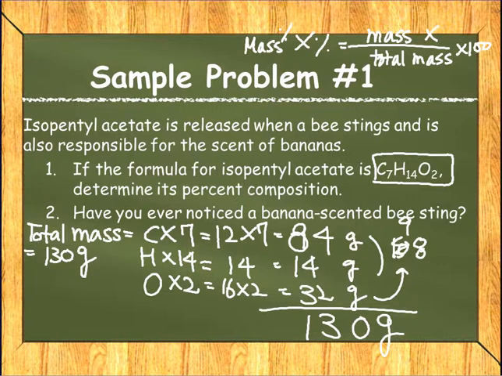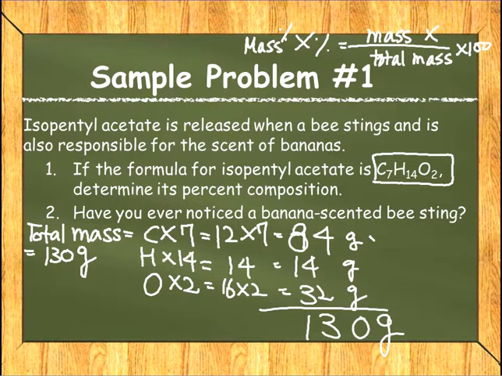Now, when they're asking for the percent composition, it's asking for the percent composition of carbon, hydrogen, and oxygen. So, just like the pie, we took a quarter's mass of the pie and put that over the total thing. So all we have to do is take the mass of all the carbon, all the hydrogen, all the oxygen, and put it over what? 130. So we know that the total mass is 130.